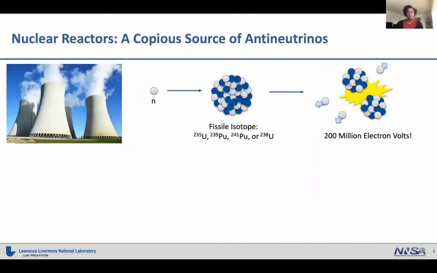Now, if we focus on nuclear reactors, they're a copious source of antineutrinos. We know from nuclear engineering that if you have a neutron incident on some sort of fissile isotope, whether it be uranium-235, plutonium-239, et cetera, you have a lot of fission. When you have fission, you have about 200 million electron volts emitted, as well as neutrons.